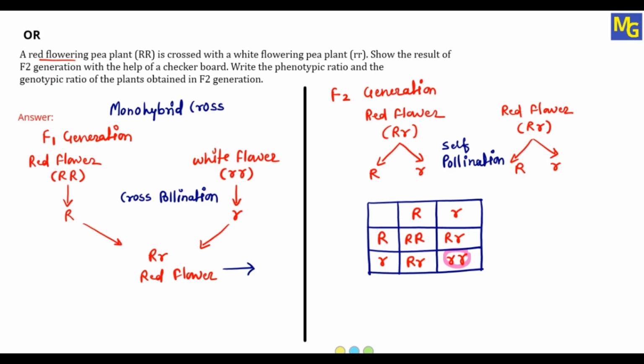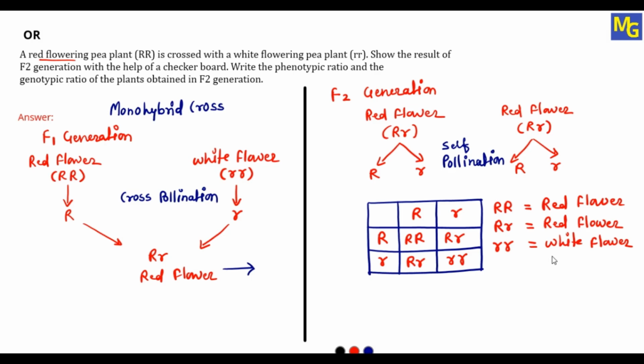Now we'll write the characters. Here capital R and capital R, it is dominant, so the flower will be red and it is homozygous. Then capital R and small r is also giving red flowers, but it is heterozygous. Then small r and small r is nothing but white flowers. So it is homozygous but recessive. So the flower will be of white color.